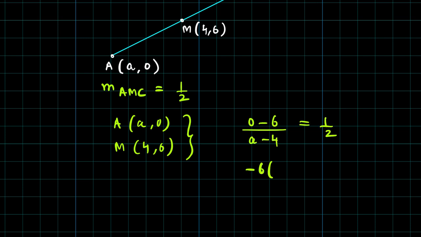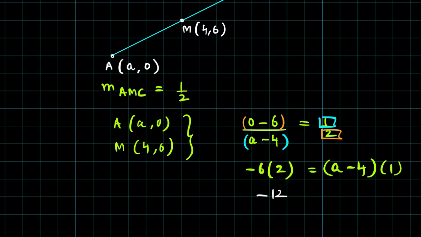Negative 6 into half, actually 2. So let me go back and correct myself. So negative 6 into 2 equals A minus 4 into 1. Basically I'm multiplying this with this, and then I'm multiplying this with this. So now it's all good, all correct. So this is negative 12. This is A minus 4.